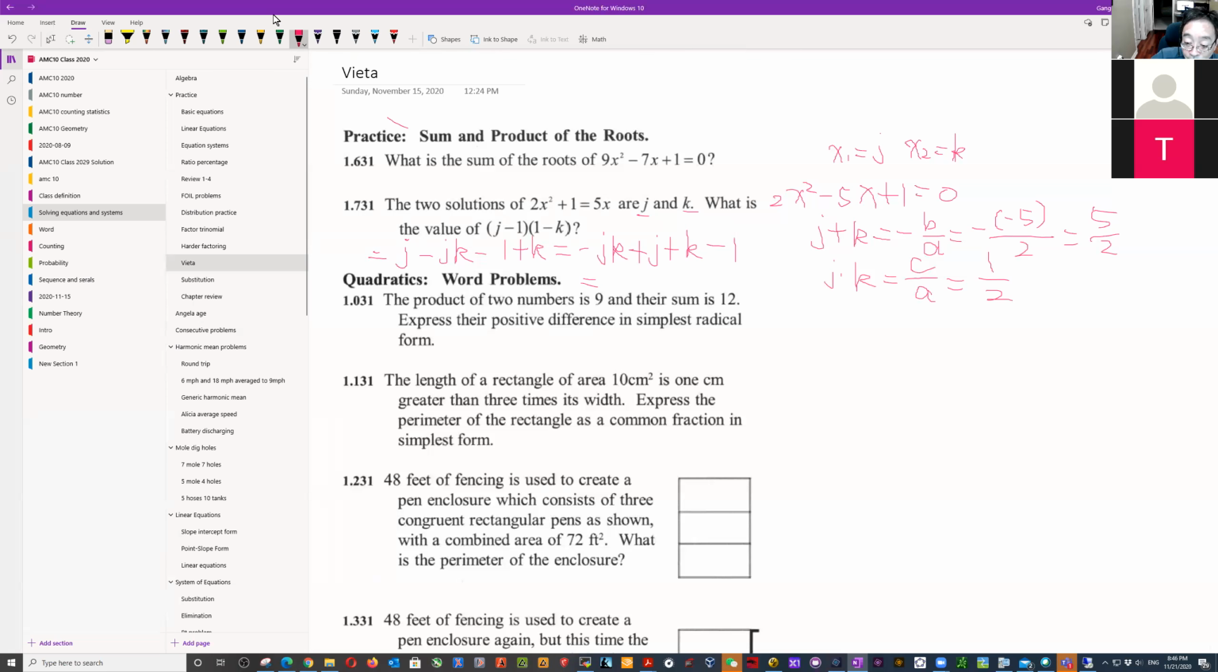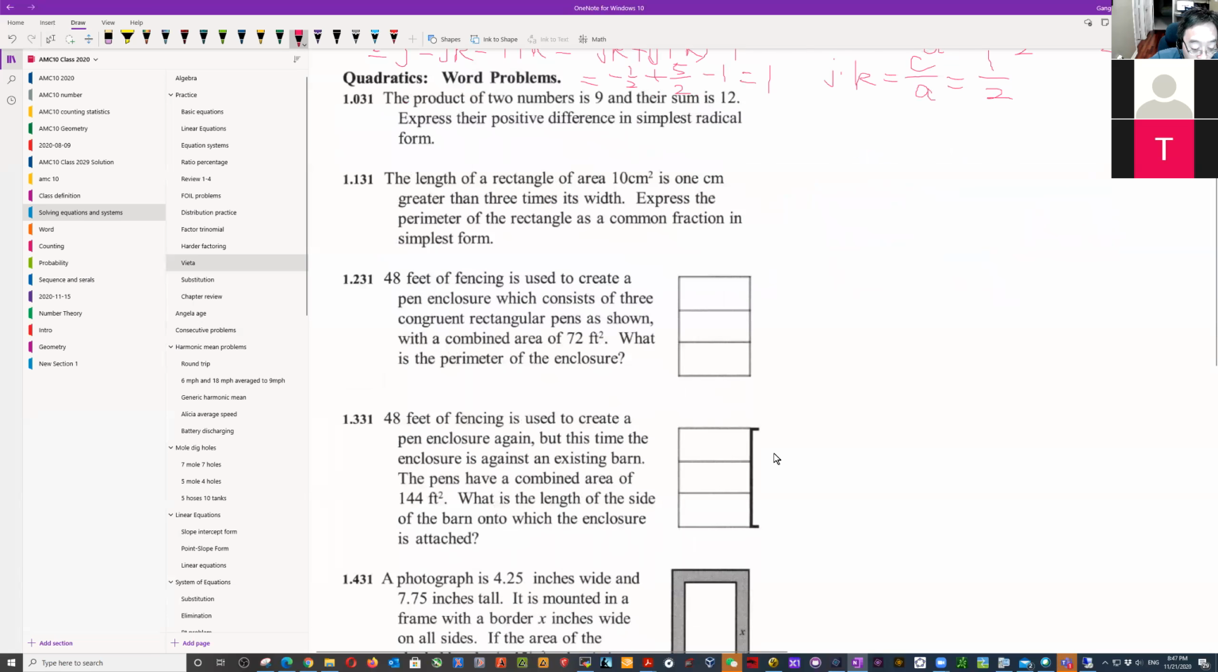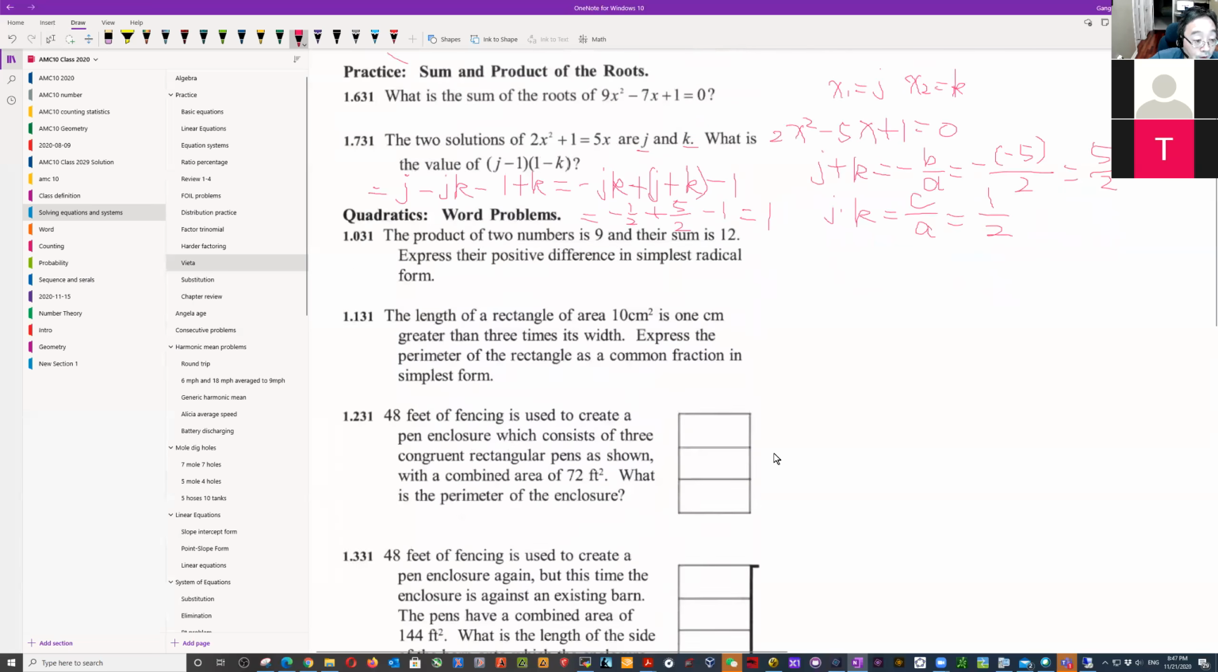So here I can plug those numbers back in. Negative jk is just negative 1/2, and plus j plus k is plus 5 over 2. And then minus 1. So negative 1/2 plus 5/2 is 4 halves, which is 2. 2 minus 1 equals 1. So the whole thing equals 1. This is typically what a Vieta problem set will look like.